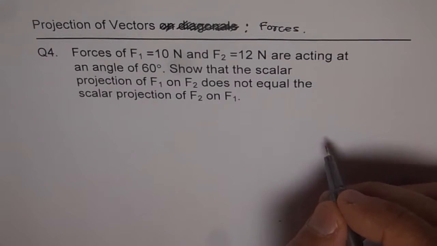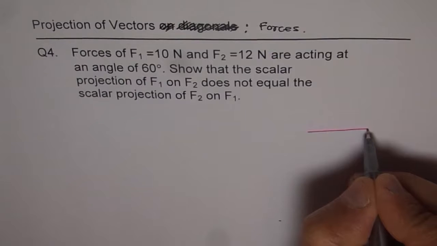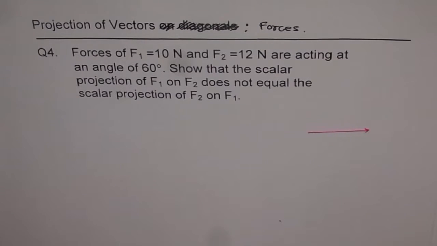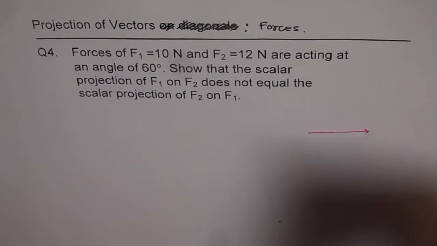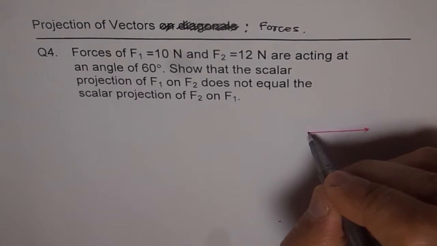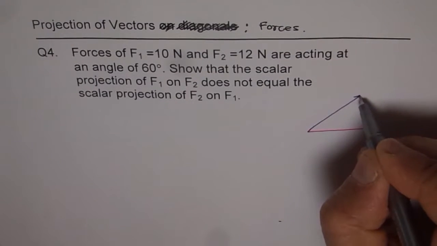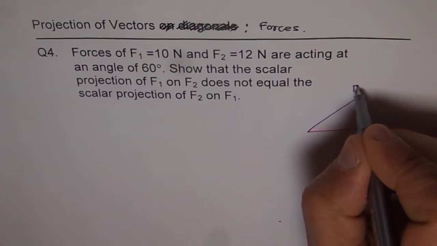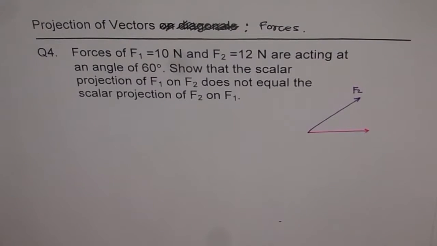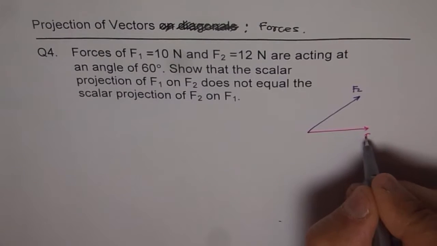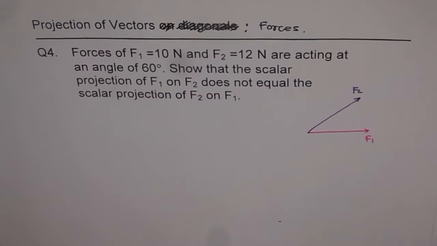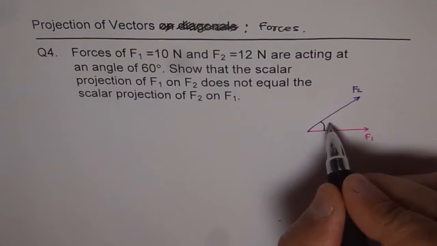Now here is my suggestion. I'm just making a sketch of the two. Let's say this is my force F1, and at 60 degrees to F1 I have force F2. So this is F2 and this one is F1, and in between we have an angle of 60 degrees.